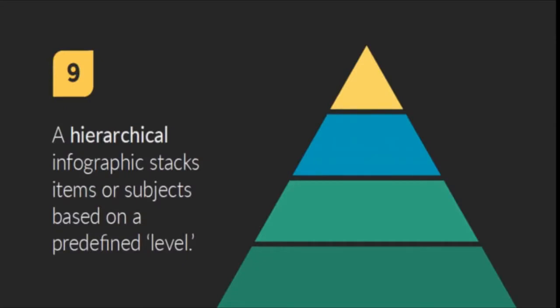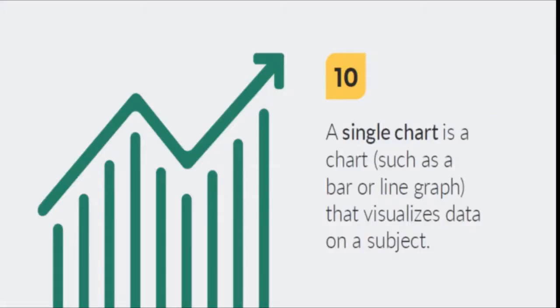9th, a hierarchical. A hierarchical infographic stacks items or subjects based on a predefined level. 10th, a single chart is a chart, such as bar or line graph, that visualizes data on a subject.